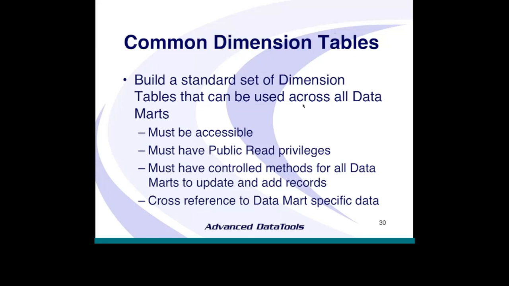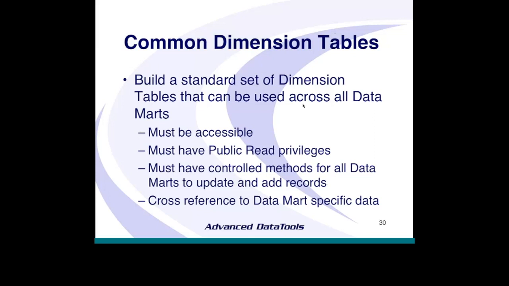So to me, the key to a common dimension table is it's got to be accessible. You've got to at least have public read privileges on it. And you've got to have controlled methods where any data mart can update and add records. That is probably the most important thing. If a data mart or a division or a group has a new product in development, not yet in the pipeline, they need to be able to get that into the common dimension tables so that they can use it. Otherwise, they can't use those common dimension tables.